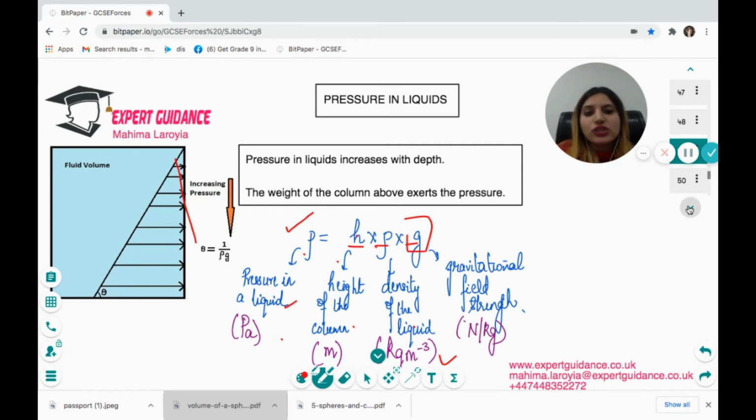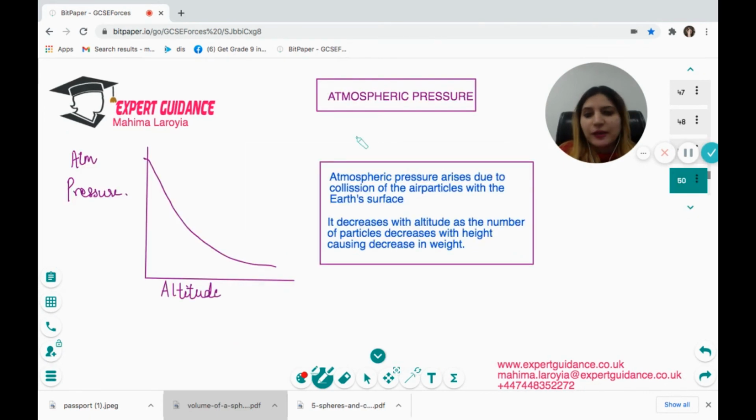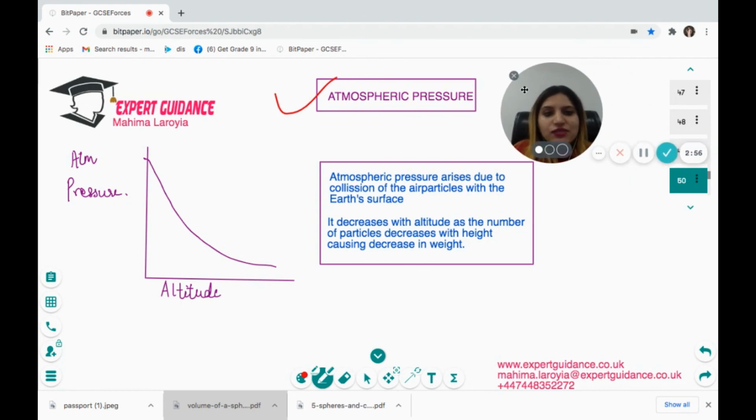Depending on if it's not given to you, you can use any of this value. Now we have something called atmospheric pressure. Atmospheric pressure arises due to the collision of the air particles on the Earth's surface, and it decreases with altitude, as the number of particles decreases with height, causing a decrease in weight. So if you look at the graph here, the atmospheric pressure goes down with the altitude.